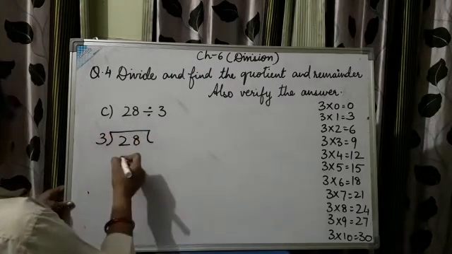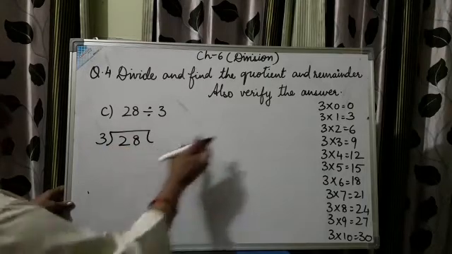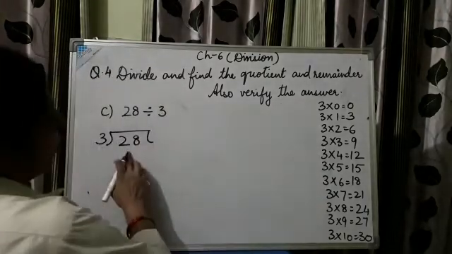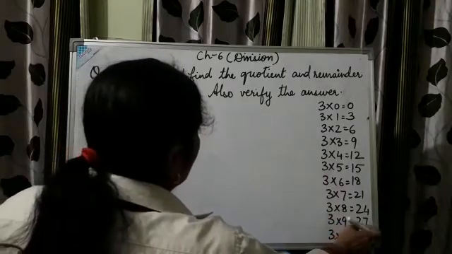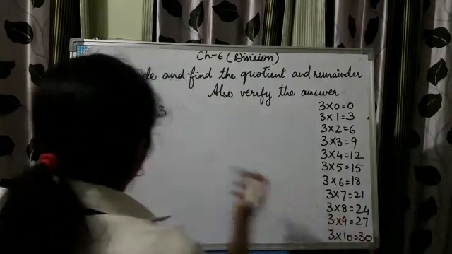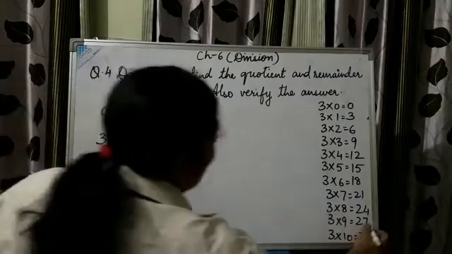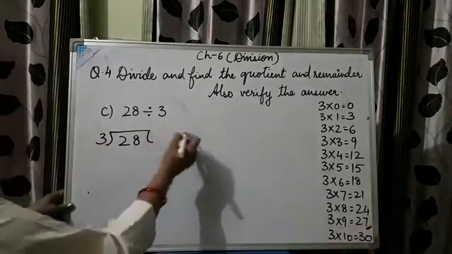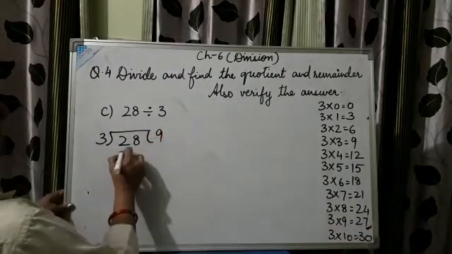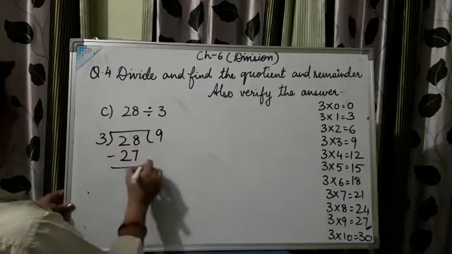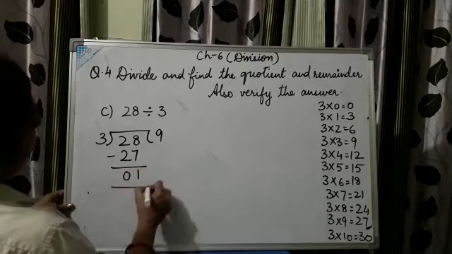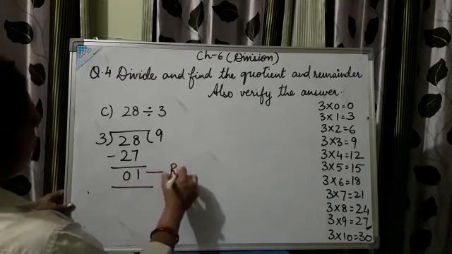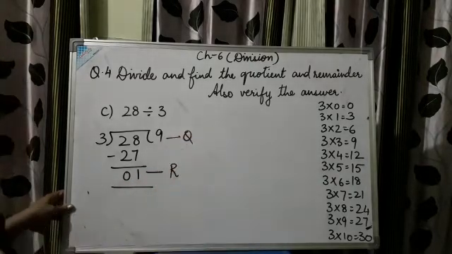Dividend inside, divisor outside. 3 table. We are going to search for 28, which is not possible. We have got 27 here. After that 30, which is more than 28. I am going to pick 27, which comes on the 9th place. 27 is to be deducted from 28 and we get the remainder as 1 and quotient as 9.